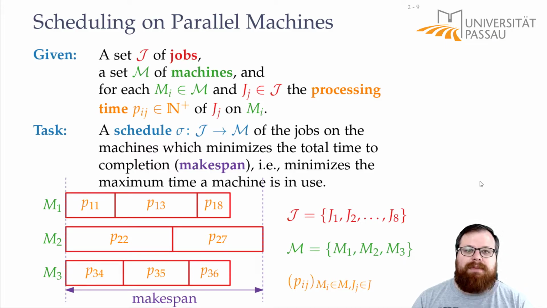This is, for example, something that you want to use on processors when you have parallel cores and you want to assign the jobs to the cores, or even if you want to produce stuff and you have several machines and you want, of course, to spend as little time as possible in total to produce everything. So this is a quite natural problem.